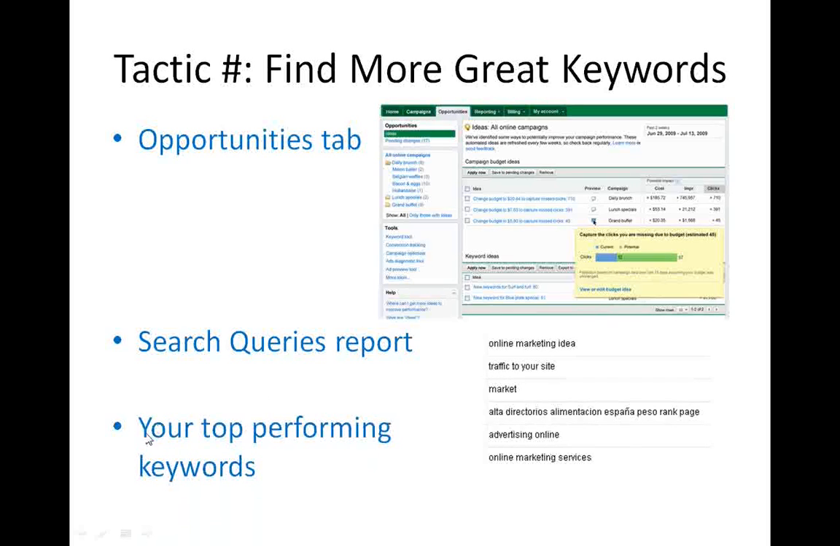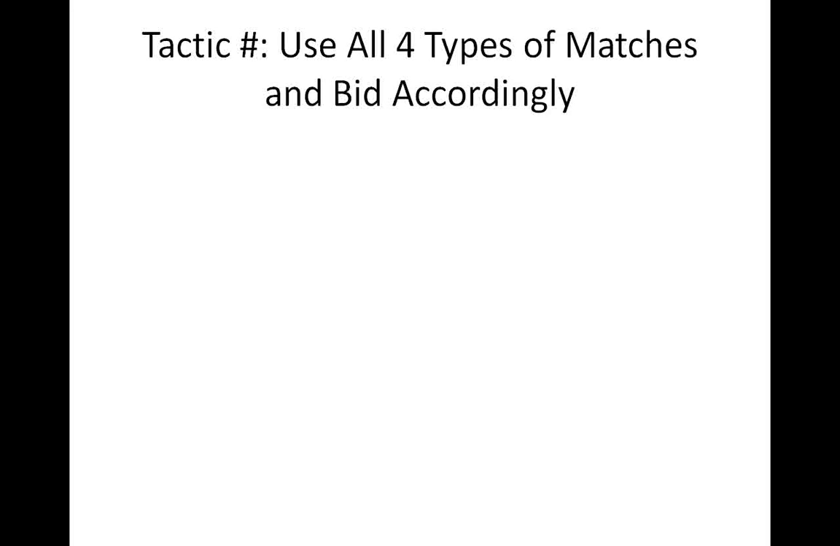And the same thing you should do with your top performing keywords. So sort your keywords by the cost per conversion. See which ones are costing you less to make money and which ones are getting you the most traffic. And take those keywords and find variations of those keywords using the Google keyword tool.